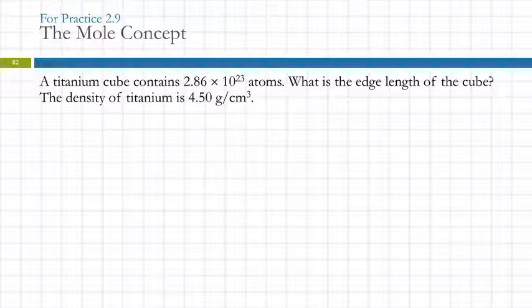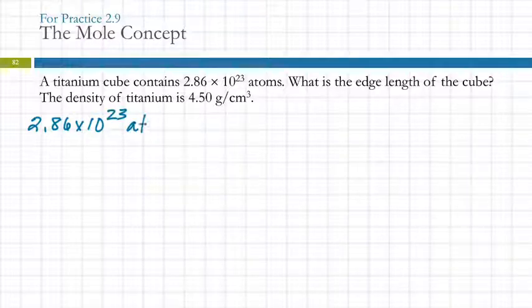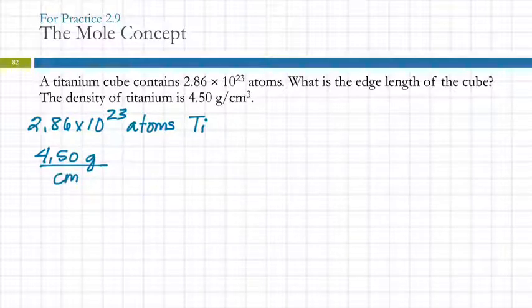So we're going to take the numbers out and write them down. So 2.86 times 10 to the 23 atoms. At this point, we don't always have to write down what element it is, but it never hurts. And in this problem, we're going to need to know what the element is. So this is atoms of titanium, and titanium is Ti. And then there's another number, 4.50 grams per cubic centimeter. So I want to write that as a vertical fraction. That's the density of the titanium.